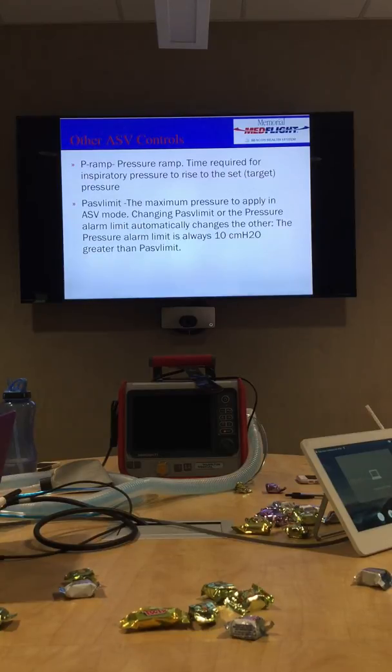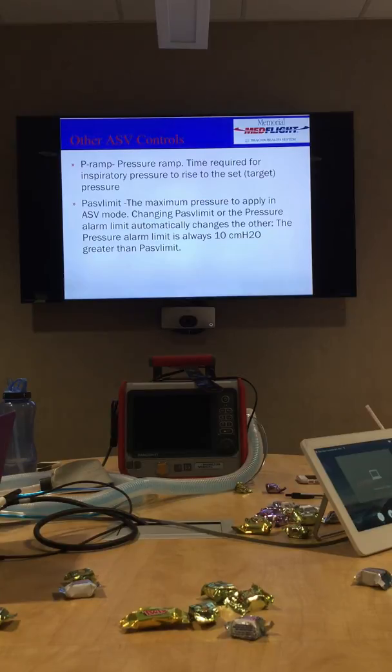P-ramp. This is something I was like, what the heck is this? Pressure ramp, which you said is also called rise time. It's the time required for an inspiratory pressure to rise to the set pressure. So the time it takes you to take that breath in. The shorter that time is, the quicker it's going to give that breath, that inspiratory phase. Or if you lengthen it out, it's going to be longer.